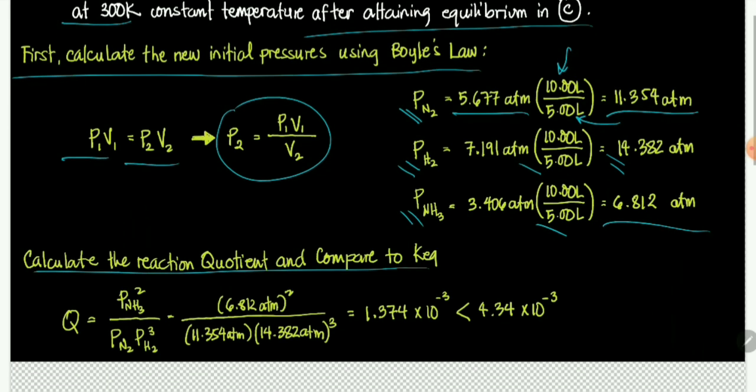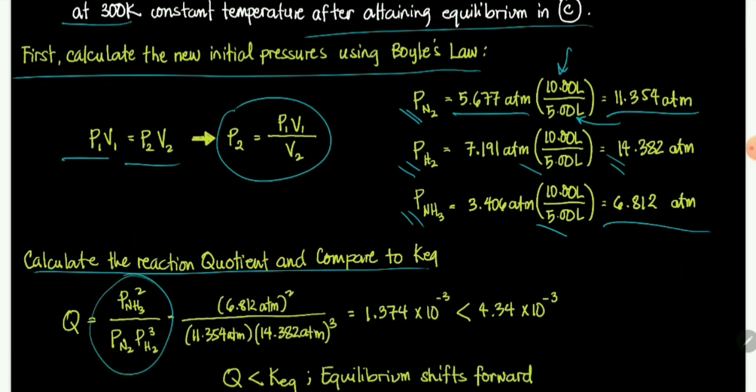So let's calculate the reaction quotient. So pressure of ammonia squared over the pressure of nitrogen times the pressure of hydrogen cubed. So 6.812 atmospheres squared over 11.354 times 14.382 atmospheres cube. So makukuha natin ay 1.374 times 10 to the negative 3, okay, for the reaction quotient. That's less than 4.34 times 10 to the negative 3. So the Q is now less than KEQ. So the equilibrium shifts forward.